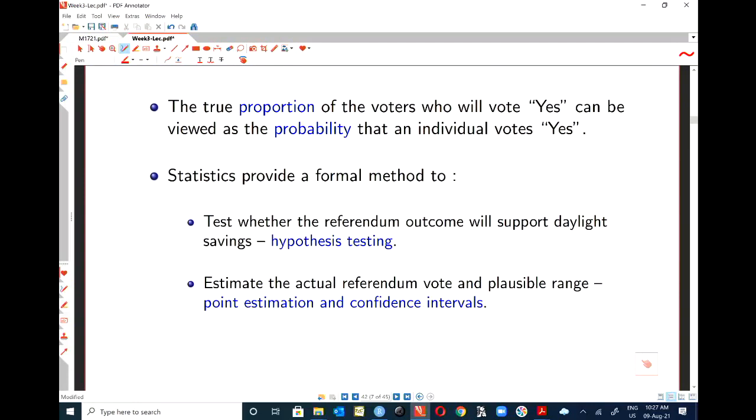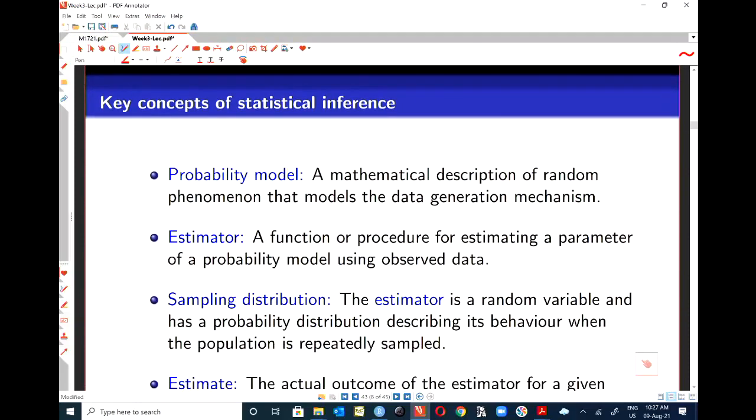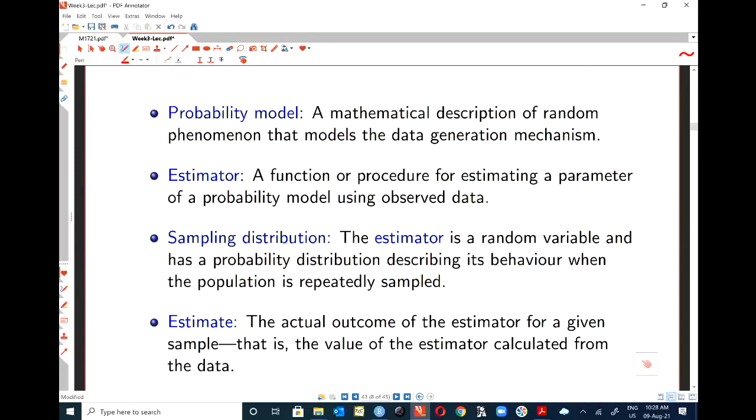I can view the true proportion of the population who voted yes to this particular question as a probability, and I can look at this in a formal hypothesis testing sense, and I'll do all that. There are two things we'll do here. One is to look at some inference ideas, so some hypothesis testing, and the second is some estimation, to work out some values I can get from my sample for the probability of a yes vote for daylight saving. So I require some kind of model over here.